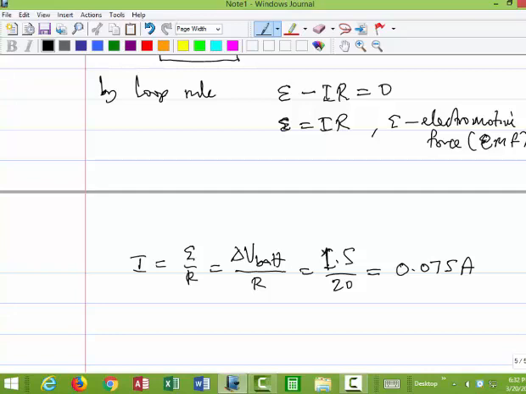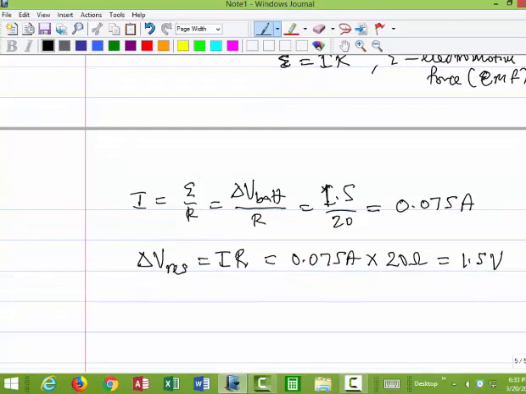Now the potential drop across the resistor is equal to this current times the resistance. So we take the current, which is 0.075 amperes, multiply that by the 20 ohm resistance, and that gives us the potential drop across the resistor, which should be 1.5 volts. Any questions on that?